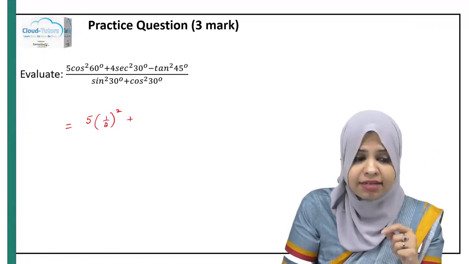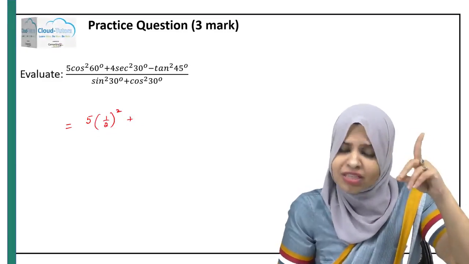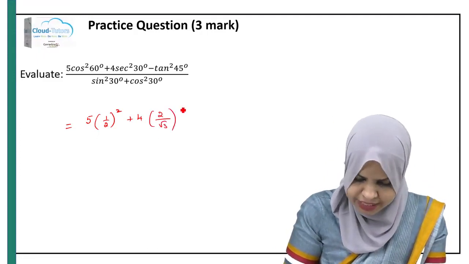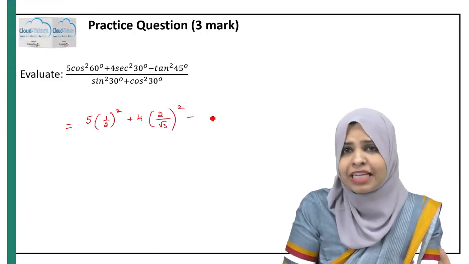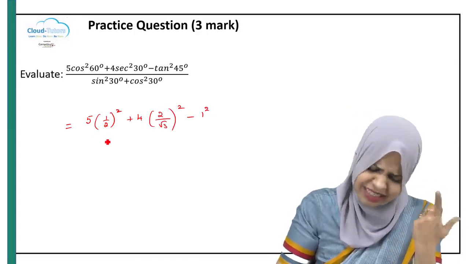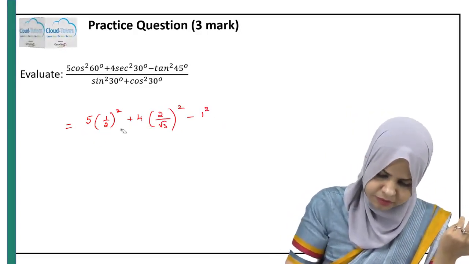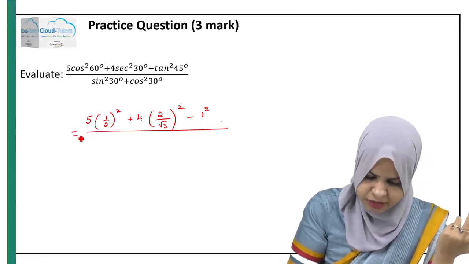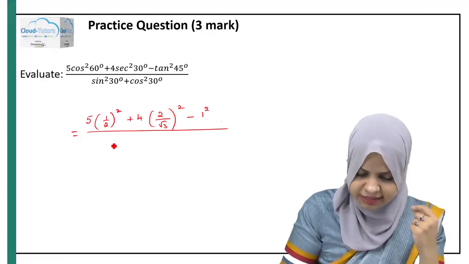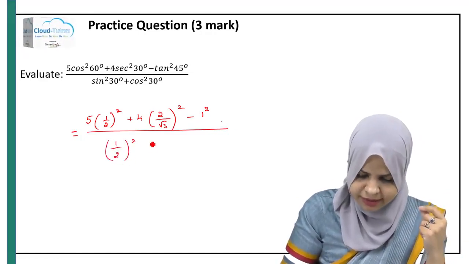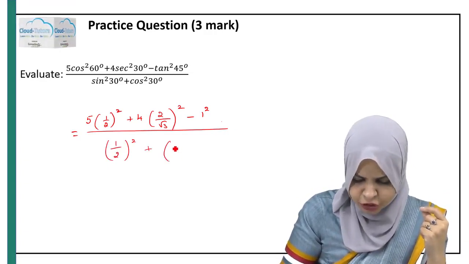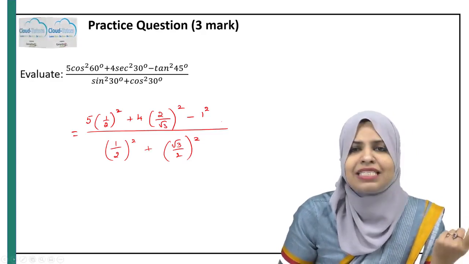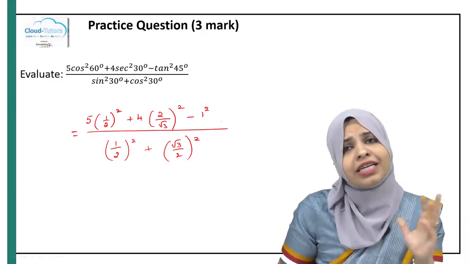Then what is sec 30°? That is the reciprocal of cos 30°. So 4 into (2 by root 3) whole square, minus tan² 45°. Tan 45° is 1, squared, that is nothing but 1 only. Now the denominator: sin 30° is half, whole square, plus cos 30° is root 3 by 2, whole square. Or I can even say sin² 30° + cos² 30° directly as 1.